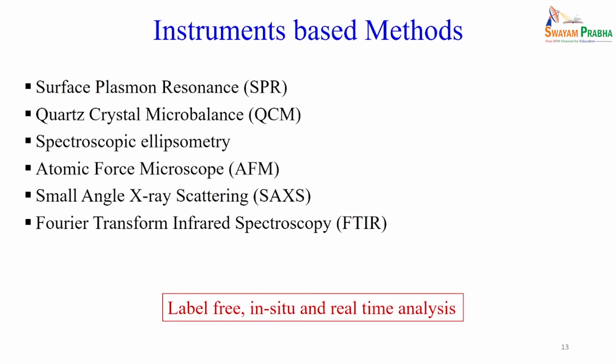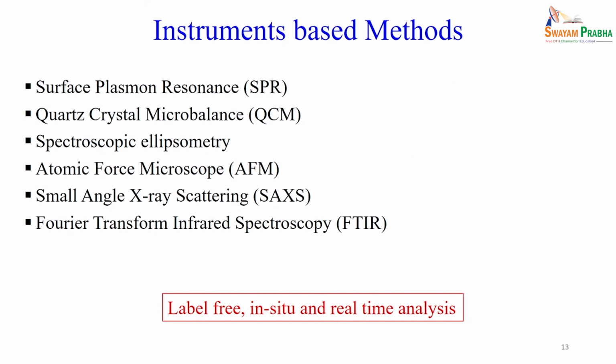Now, next we will go to the instrument based methods. We go for various instrumentation, and I will discuss a few here. The first one is surface plasmon resonance, then quartz crystal microbalance, ellipsometry, atomic force microscopy, small angle X-ray scattering, Fourier transform infrared spectroscopy.